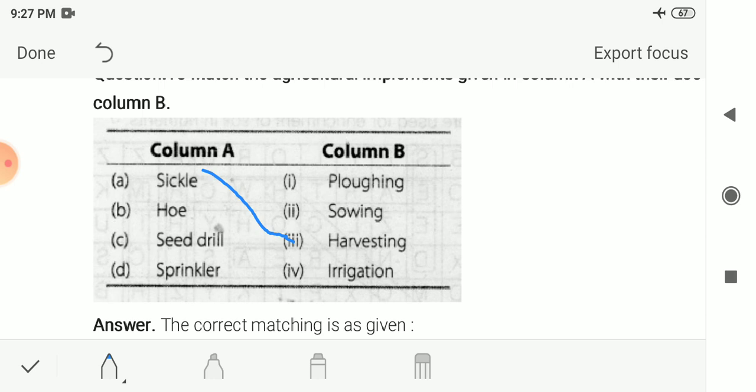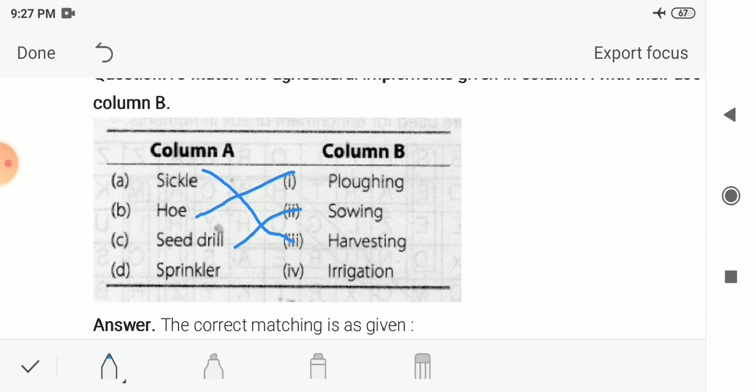Next is hoe. Hoe is used for ploughing. Ploughing is the process of loosening and turning of soil, and it is done with the help of a hoe, which is made of wood or iron. So hoe is used for ploughing. Next is seed drill. Seed drill is used for sowing the seeds. Sowing is the process of adding seeds of the crop to be grown in the field using the seed drill. So seed drill is used for sowing the seeds.